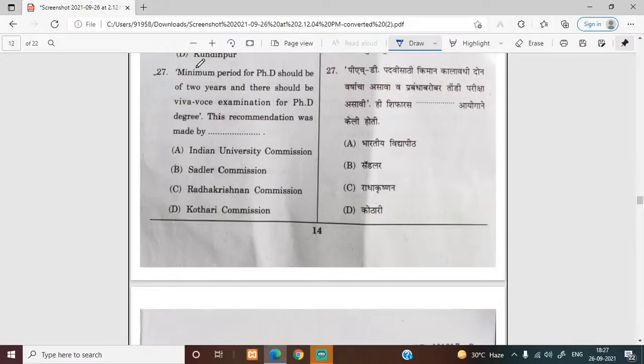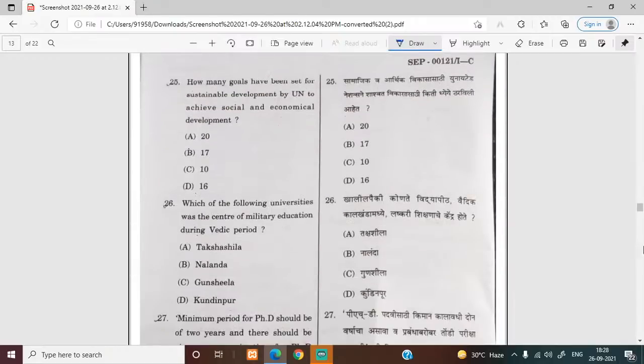Minimum period for PhD should be 2 years, and there should be a viva voce examination for PhD degrees. This recommendation was made under the Indian University Commission, Sadler Commission, Radhakrishnan Commission, or Kothari Commission. The right answer here is Sadler Commission. This commission, students, was launched by the British in 1917, and there were two Indian members as well. So here they recommended that PhD should be of 2 years, and there should be a viva voce examination for PhD degrees.